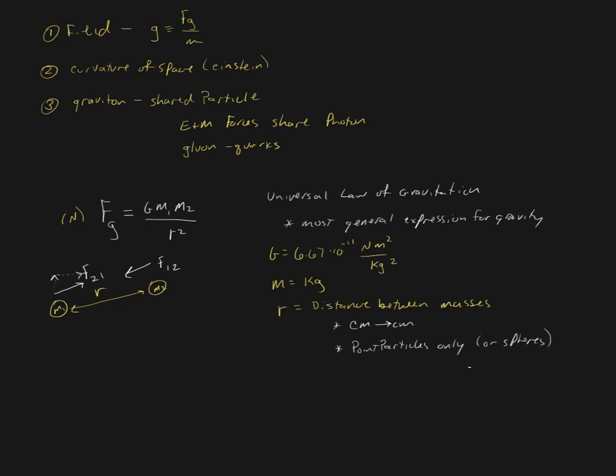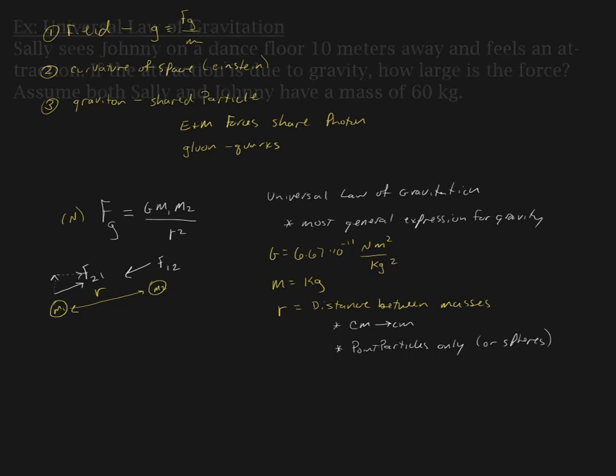And the spheres themselves have to be uniform with their density. It can't be a lumpy mass distribution throughout the sphere. Let's take a look at a simple example of using the universal law of gravitation.